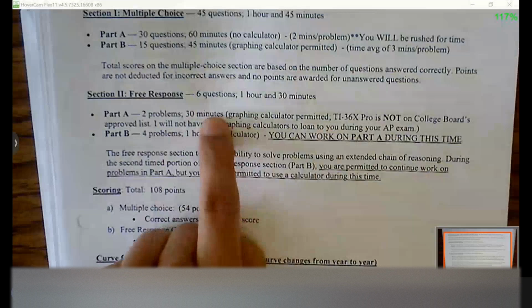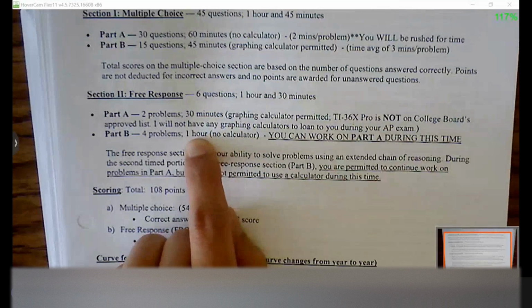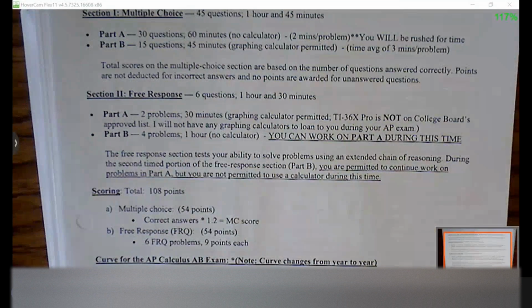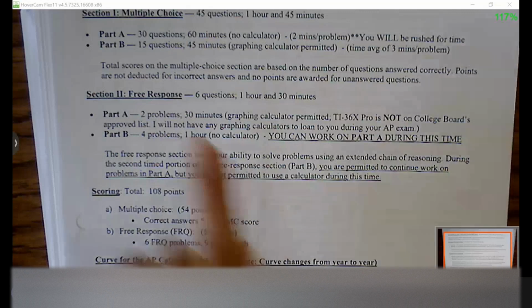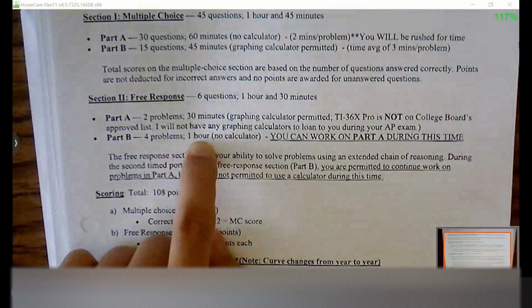After 30 minutes is called, you have to put away your graphing calculator under your desk, and then we can start Part B. Part B has questions 3 through 6. You're going to break the seal, and when time is called, you can start working on questions 3 through 6. You have 1 hour to work through those 4 problems, which roughly averages out to about 15 minutes per problem.